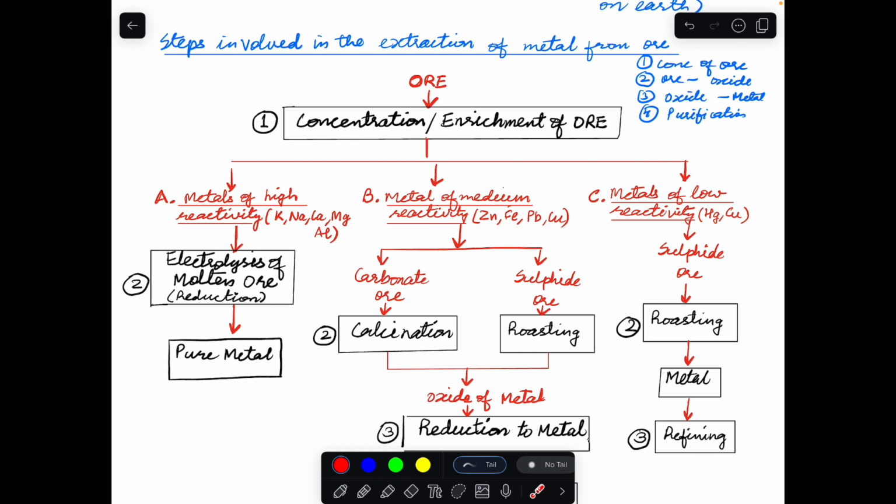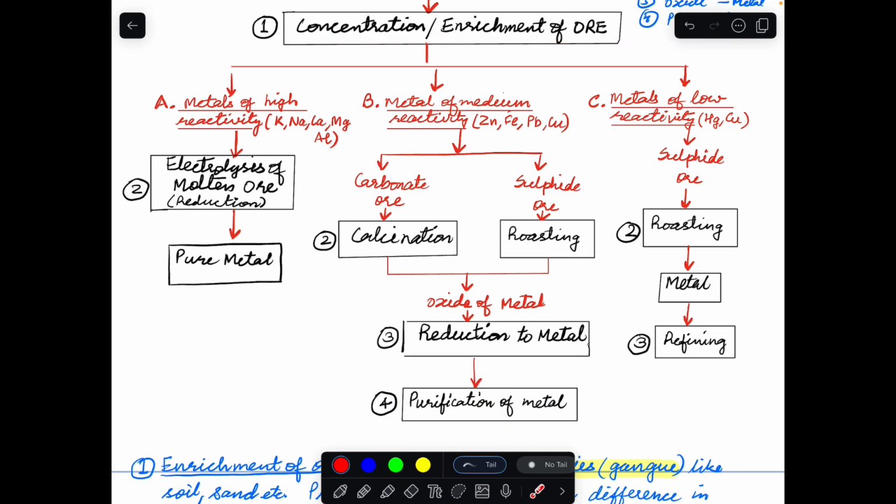Okay, here we will follow all four steps. First is the purification step. The second step is the conversion of ore into oxide ore. Okay, so we will get oxide of metal, and for this we will follow two processes. If your ore is a carbonate ore, we will do the calcination process to get oxide, and if your ore is a sulfide ore, then we will do the roasting process to get oxide ore. So finally we are getting oxide of metal.